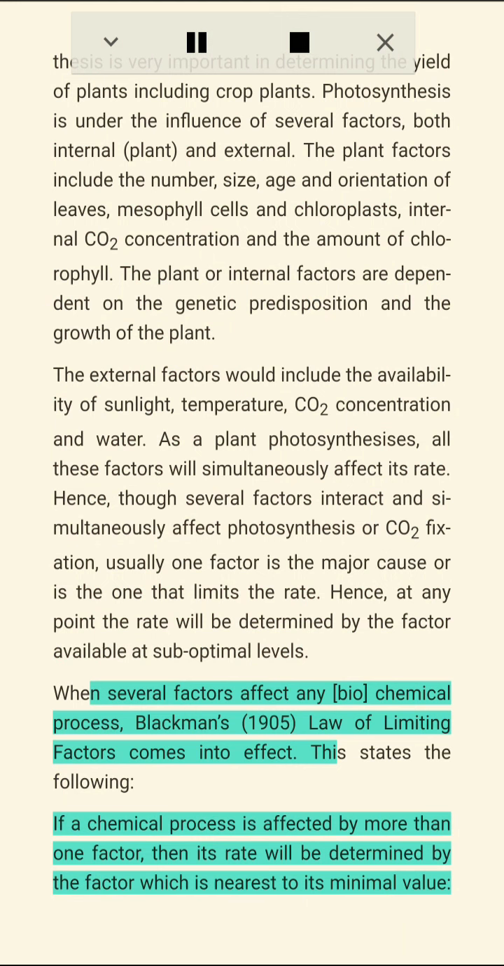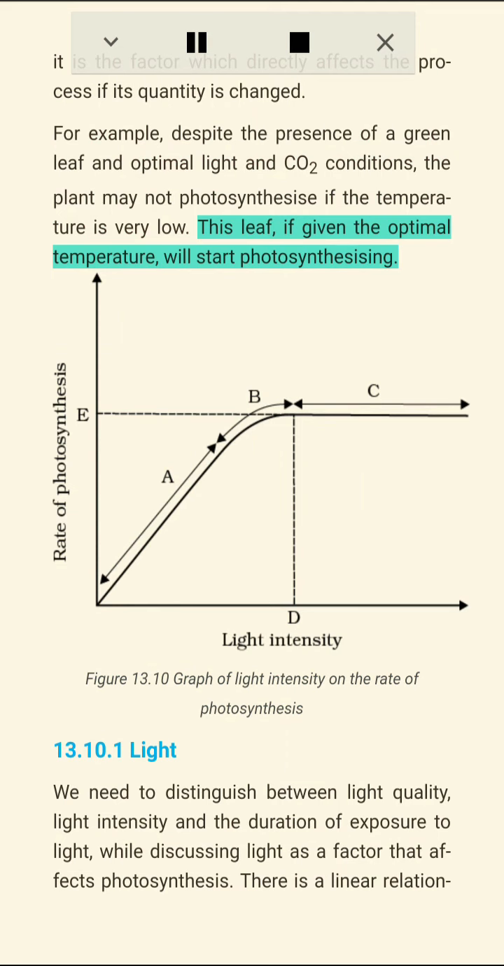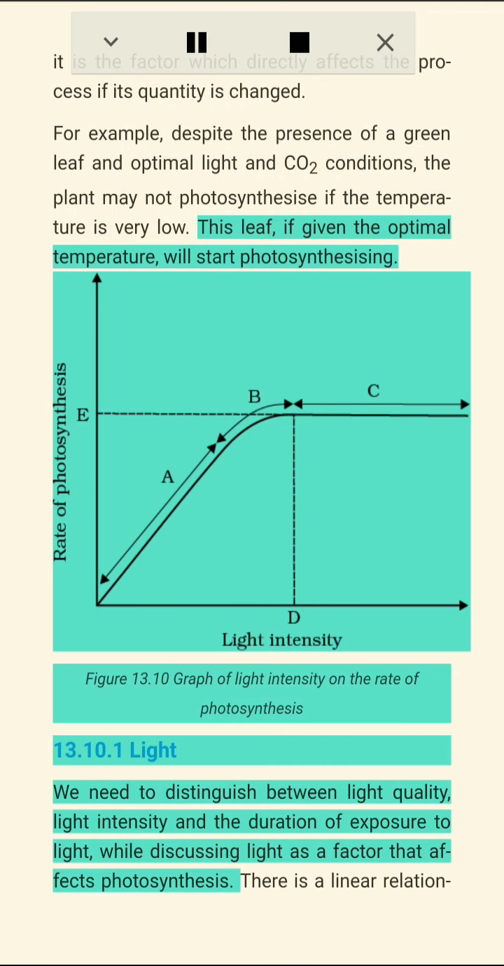When several factors affect any biochemical process, Blackman's 1905 law of limiting factors comes into effect. This states the following. If a chemical process is affected by more than one factor, then its rate will be determined by the factor which is nearest to its minimal value. It is the factor which directly affects the process if its quantity is changed. For example, despite the presence of a green leaf and optimal light and CO2 conditions, the plant may not photosynthesize if the temperature is very low. This leaf, if given the optimal temperature, will start photosynthesizing.